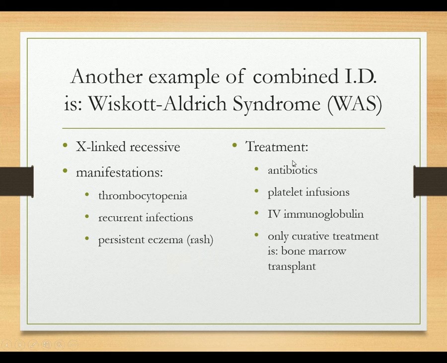The treatment is antibiotics, symptomatic pretty much, platelet infusions, IV immune globulin, but the only curative treatment, again, is bone marrow transplant. Without bone marrow transplant, most of your patients are going to die within the first year of life with WAS syndrome. The best donors, again, are usually parents and siblings.